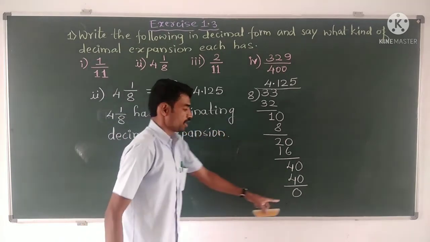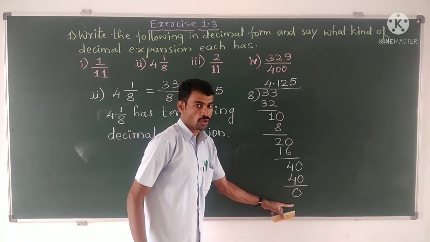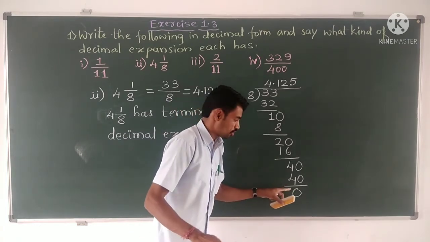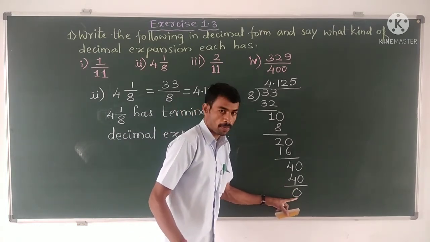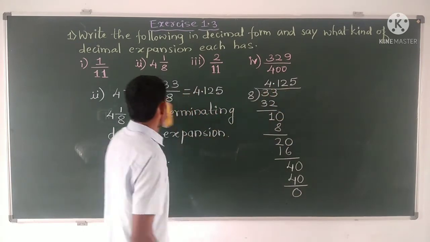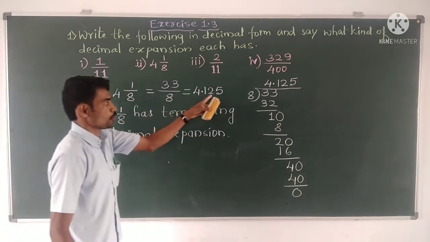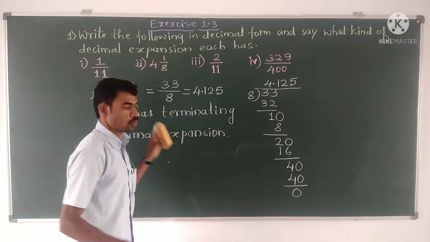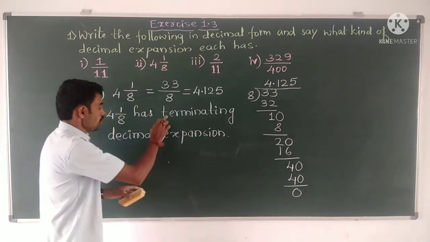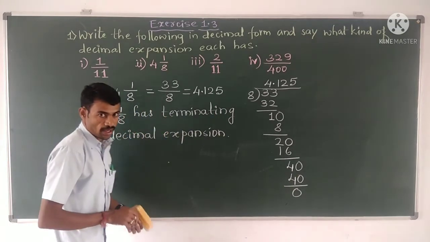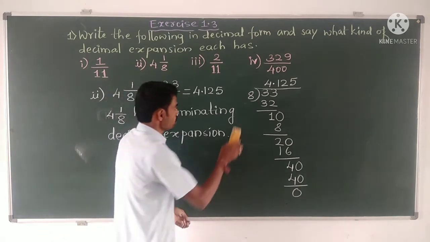Because the remainder we obtain is 0. The process is stopped at this step. So we obtain 4 integer 1 by 8 as 4.125. So this is what type of decimal expansion? Terminating decimal expansion. Have you understood this?